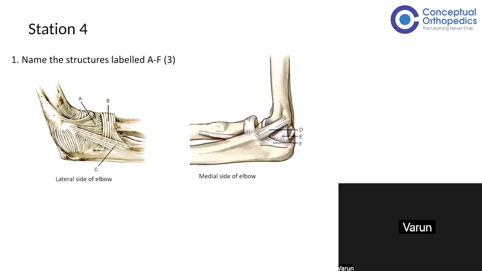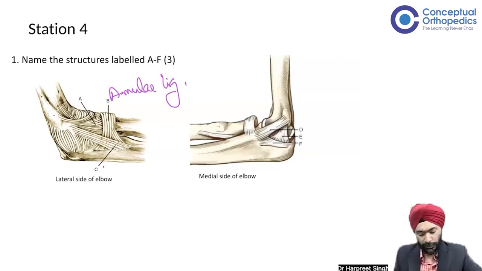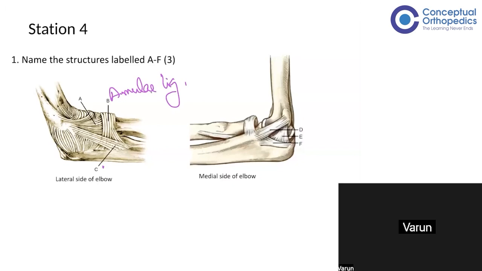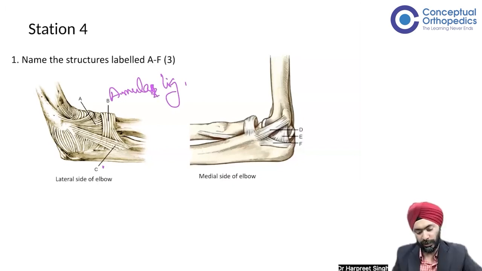Excellent. A is the radial part of the lateral collateral ligament, and C is the ulnar part of the lateral collateral ligament. What is the exact name you write? I wrote the exact name. In this, if you don't write the exact name, you are not getting your marks. It is half a mark for each of the six, so that makes it 3 marks. So annular ligament, you get half marks.